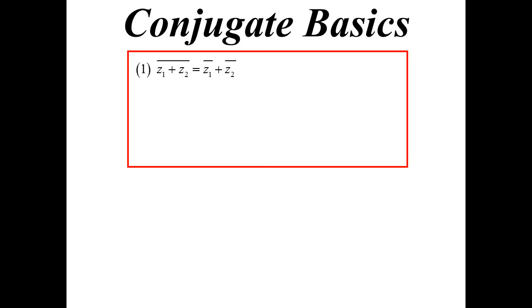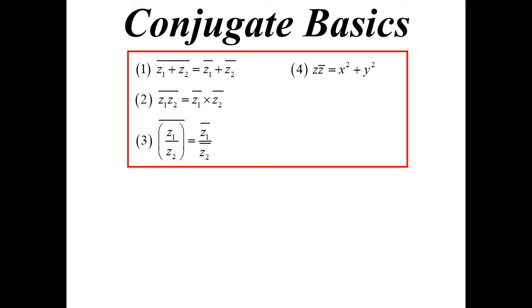Some basics about how we play with conjugates, how we deal with them. The order that you do things in does not matter. So you could add the two numbers together first, then find the conjugate, or you could find the conjugate of each number and then add them together. Doesn't matter. Same with multiplication. You could multiply them first, then find the conjugate, or find the conjugates first, then multiply them. Division, same thing applies.